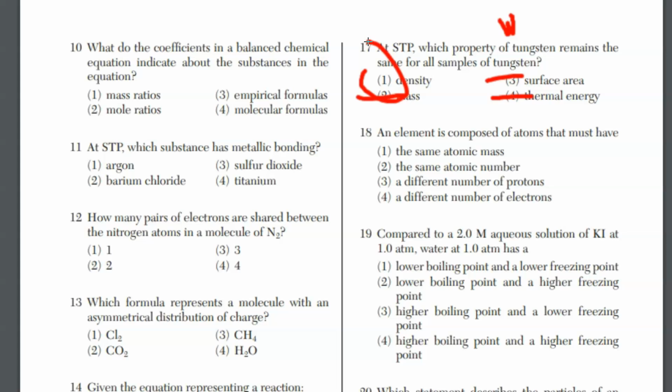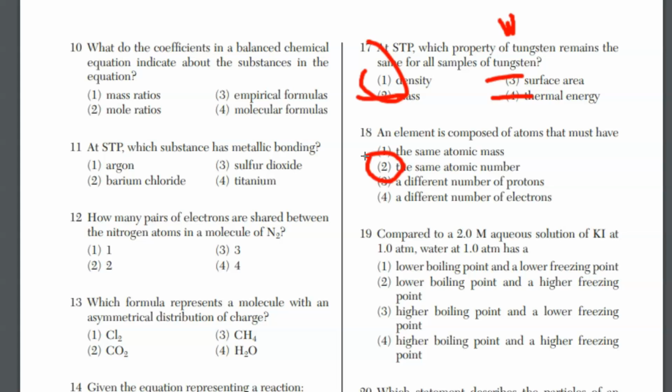For 18, an element is composed of atoms that must have... The identity of an atom is based on one subatomic particle only, and that is going to be the number of protons. The number of protons, I call it the element's social security number because it's always the same, and that is the atomic number, or choice 2.